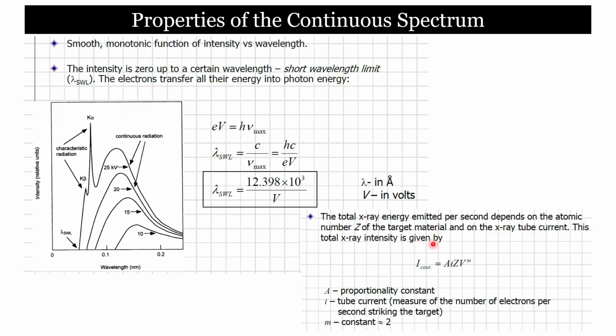So the total X-ray intensity I continuous will be given by A into I Z V raised to power m, where A is the proportionality constant, I is the tube current, Z is the atomic number, V is the voltage, and m is just a constant which is taken as 2. So the intensity of X-ray generation is directly proportional to the atomic number. As the atomic number of your target material increases, your intensity will also increase.